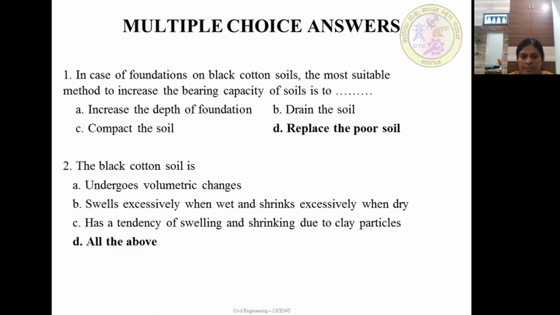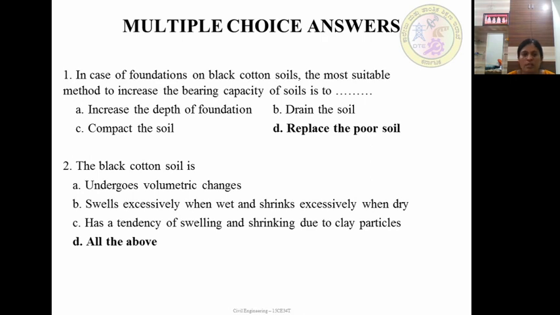Multiple choice questions. First one: in case of foundation on black cotton soil, the most suitable method to increase the bearing capacity of soil is to dash. Option A, increase the depth of foundations; option B, drain the soil; option C, compact the soil; option D, replace the poor soil. Answer: in case of foundation on black cotton soil, the most suitable method to increase the bearing capacity of soil is to replace the poor soil.